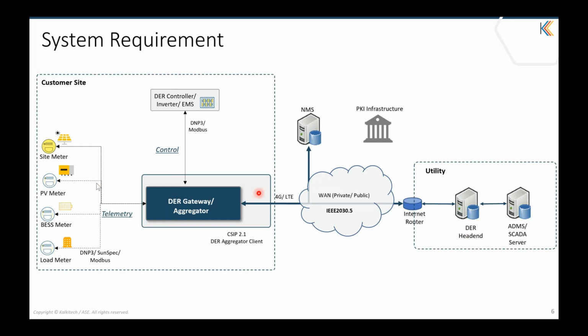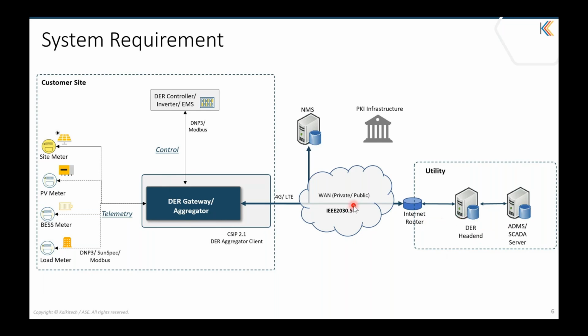So, if there are multiple assets, there should be a gateway or aggregator which connects with all the different types of DERs. It could be a PV, battery or load, other EMS systems, or inverter control, which can exchange telemetry data as well as control data. And the gateway or the aggregator has to provide a 2030.5 interface as per the CCP 2.1 standard, and the 2030.5 communication has to integrate with the utility systems or a public network.